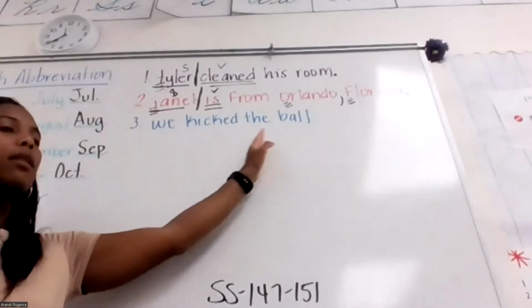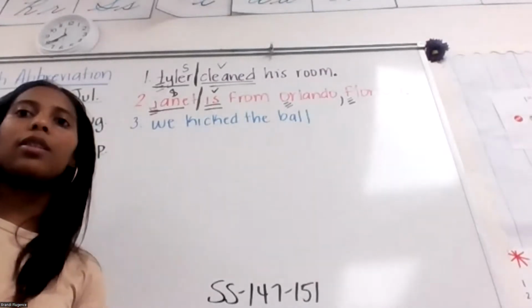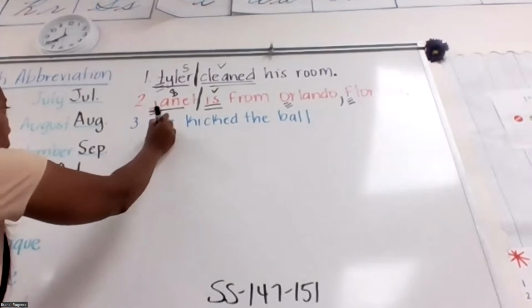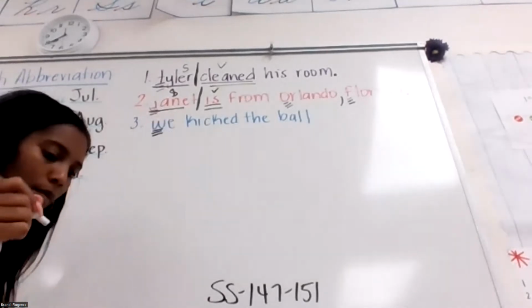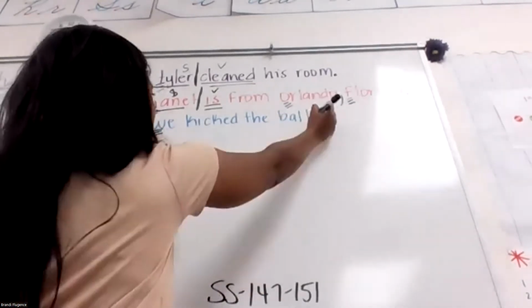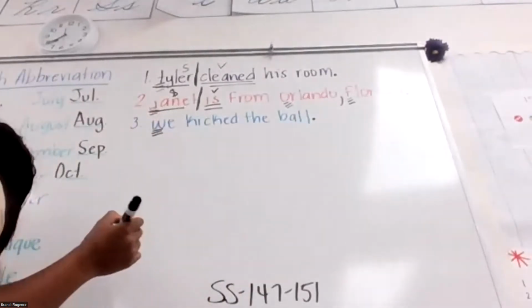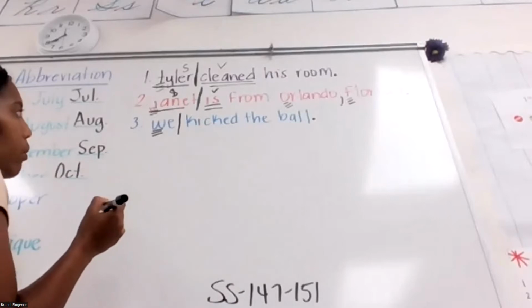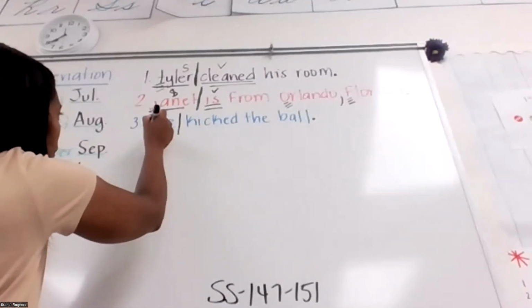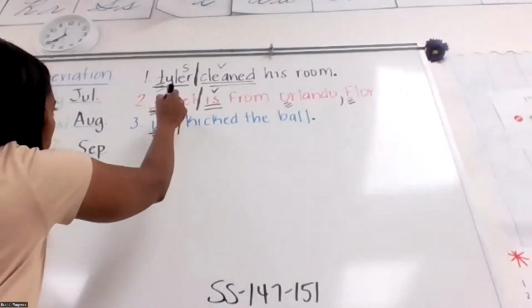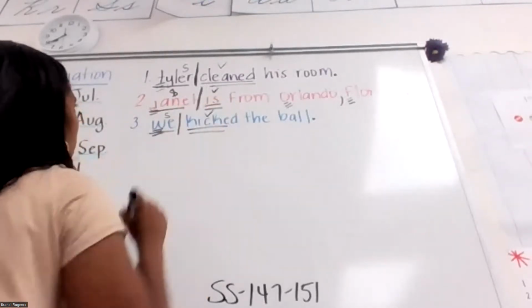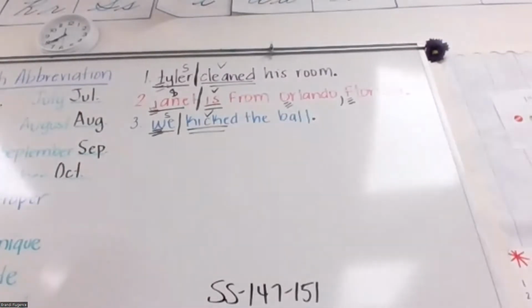Number 3, we kicked the ball. How will I write this correctly? Josiah, how do I fix it? Capitalize the W. Okay, capitalize my W. Put a period. Good. And where am I dividing? Between we and kicked. What's the subject? We. And what's my verb? Kicked. Underline that twice. Good. Awesome. Okay, did everyone do these correctly?